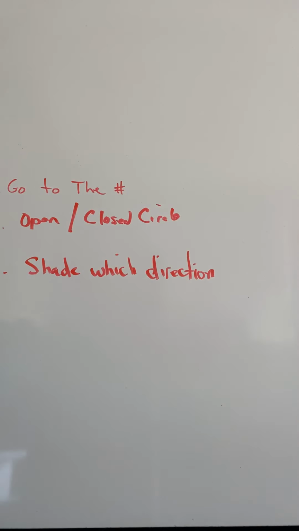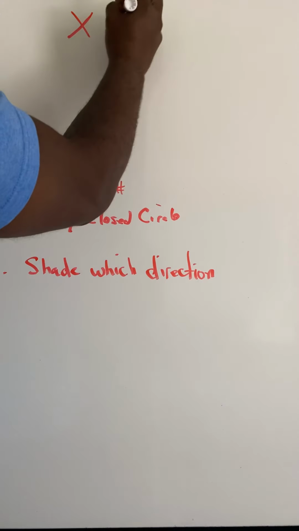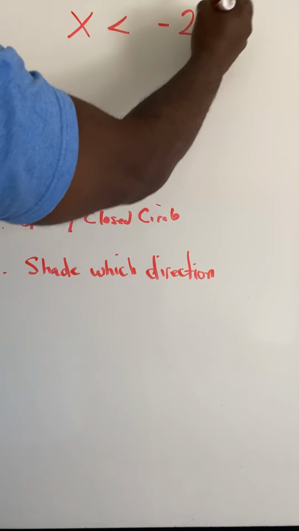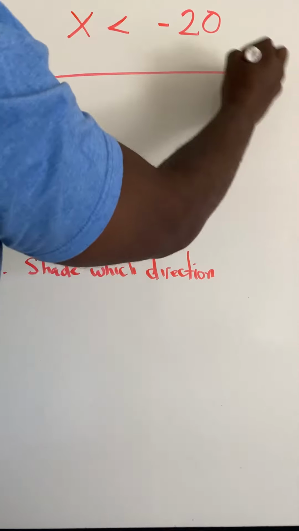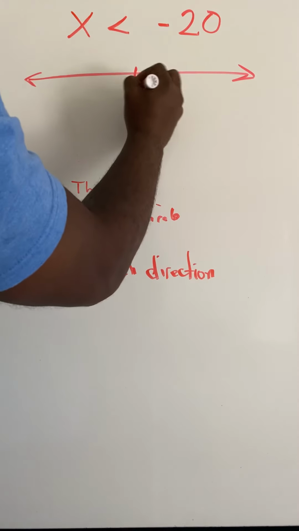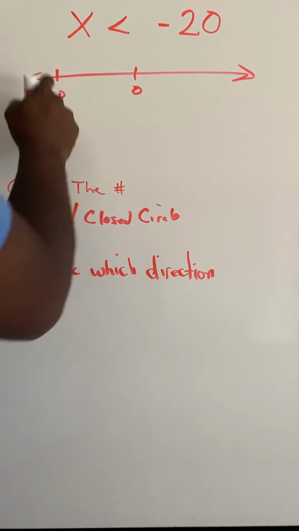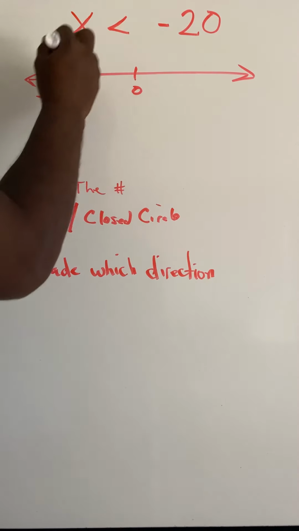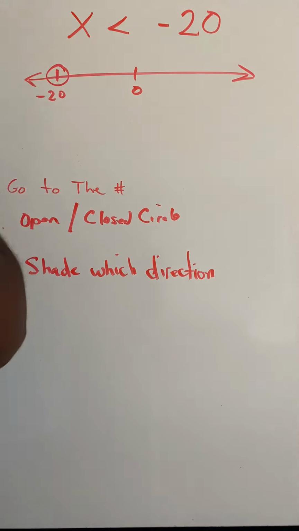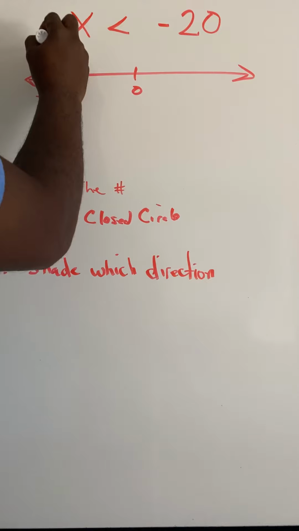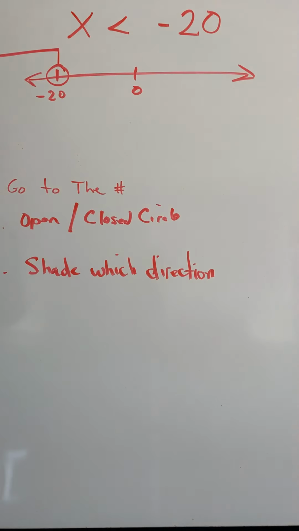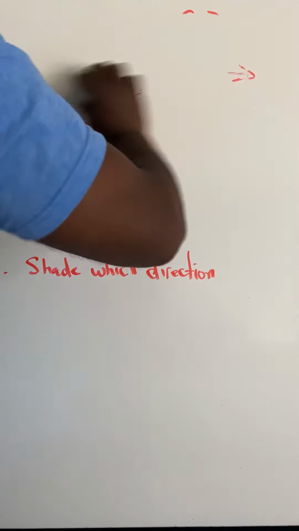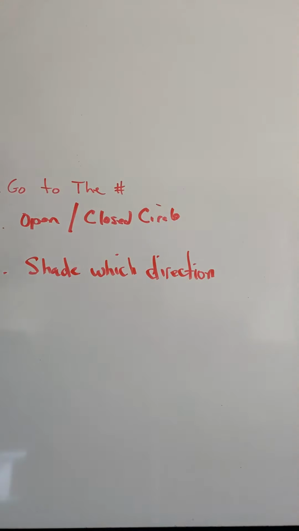You had x is less than -20. Step 1, go to the number. There's -20. Open or closed circle? That tells me open circle. Less than or greater than? Less than. Shading this way. There you go. Just following those 3 steps makes it very simple to identify inequalities on a graph.